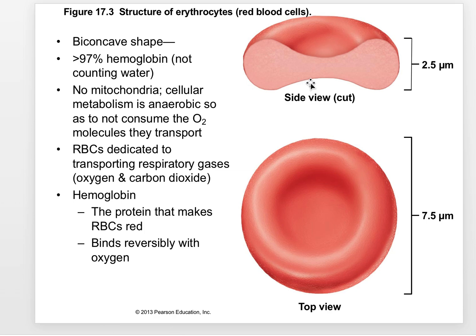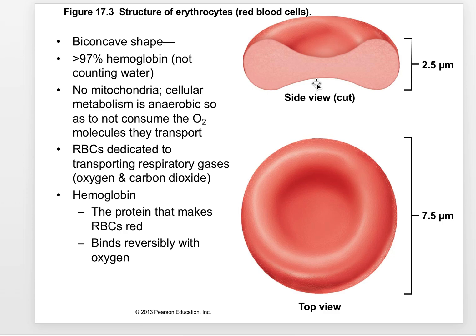It's about 97% hemoglobin, not counting the water. There's no mitochondria, so the cellular metabolism is anaerobic because they don't consume oxygen. That way they transport oxygen, but they don't consume oxygen. That leaves more oxygen available for transportation throughout the body, so that the cells themselves don't use oxygen. They're anaerobic, so they use non-oxygen forms of energy.